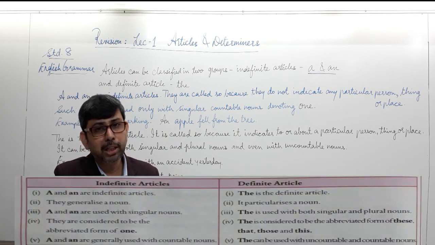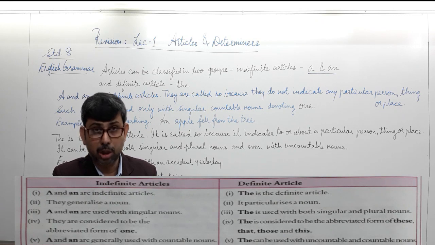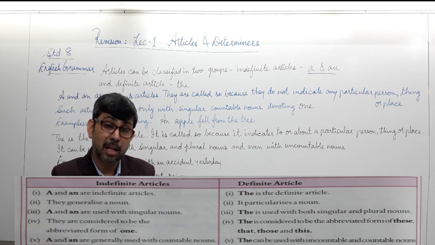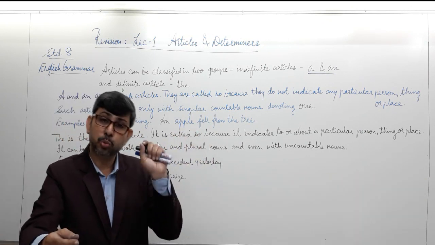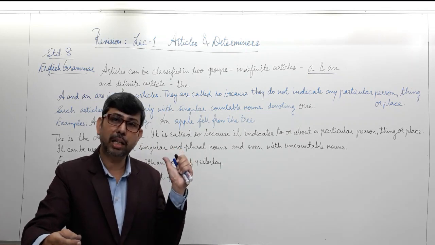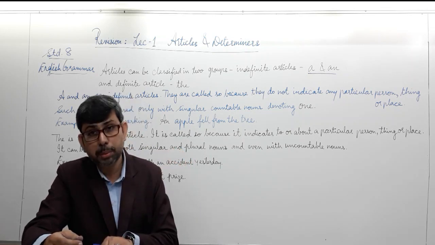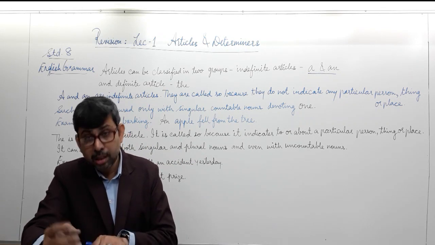The fourth and final point of difference: a and an are generally used with countable nouns. What do I mean by saying this? When I have already said it is used only with countable nouns, well, there is one exceptional case where we use the indefinite article with uncountable nouns. I will be explaining that in a while.